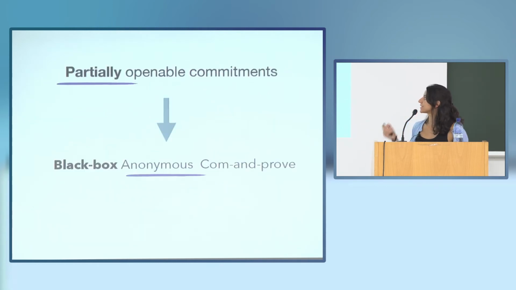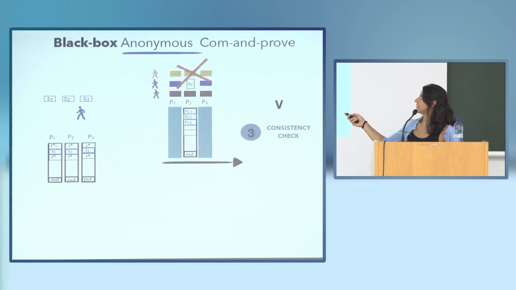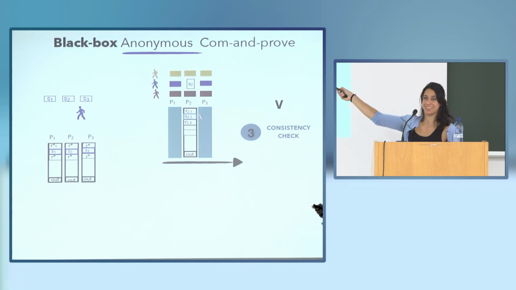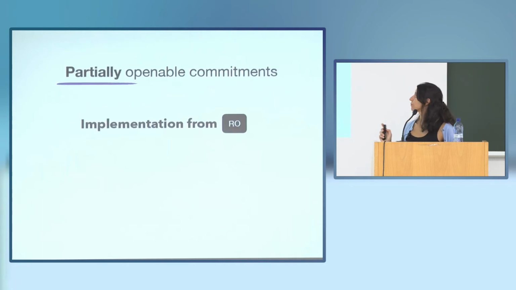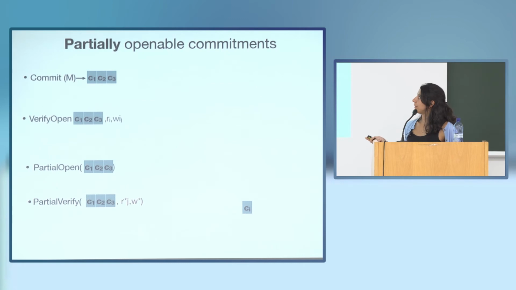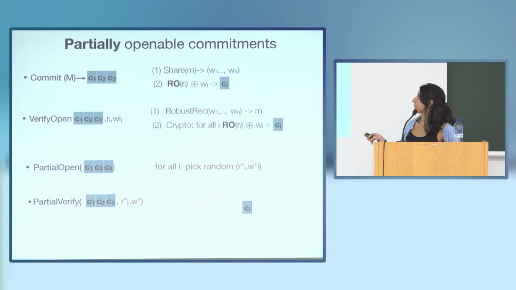Okay, so I have 5 minutes. If you have a partial opening of a commitment, you can just plug it into a commit and prove, and then you get anonymous commit and prove. The reason is that now you can open this part using your partial opening. And how do you implement it? Well, let me just go.